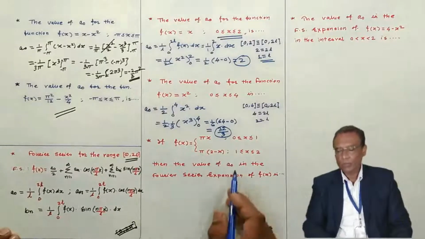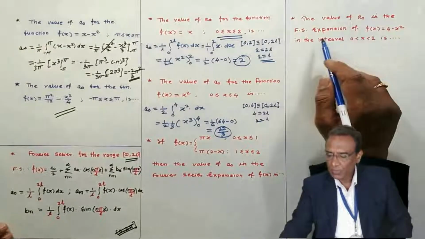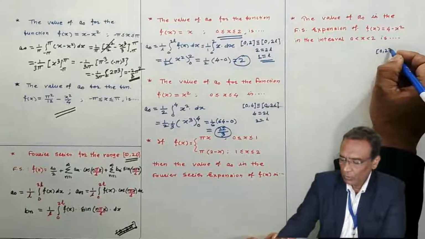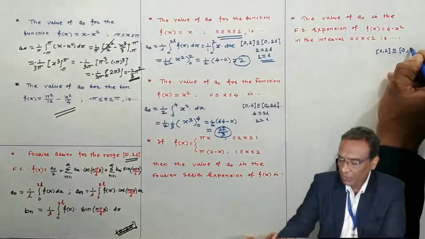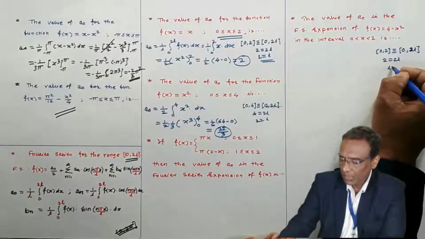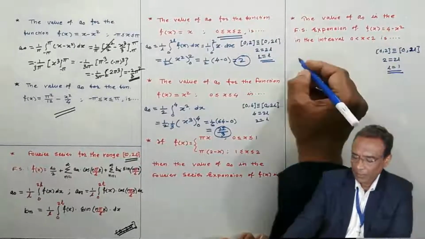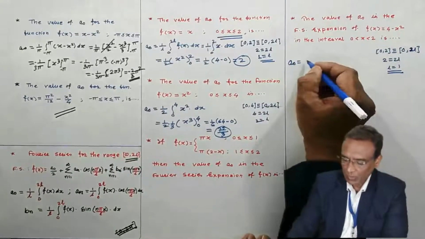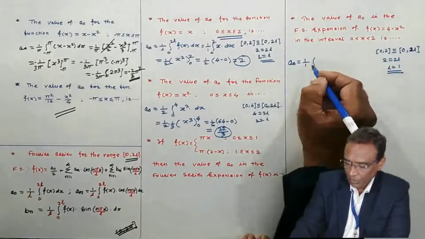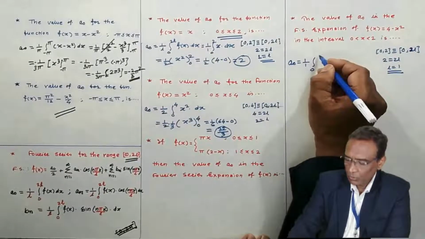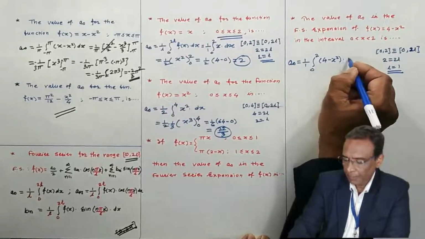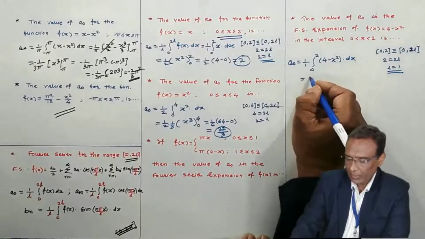Similarly, here the value of a0 in the Fourier series expansion of this you can find out. See, 0 to 2 must be equated with 0 to 2L. 2 equal to 2L means L equal to 2 by 2, which is 1. The function is 4 minus x square. See, directly write it: 1 by L, L is 1, 0 to 2L, f(x) is 4 minus x square. And take integration directly. Very simple.